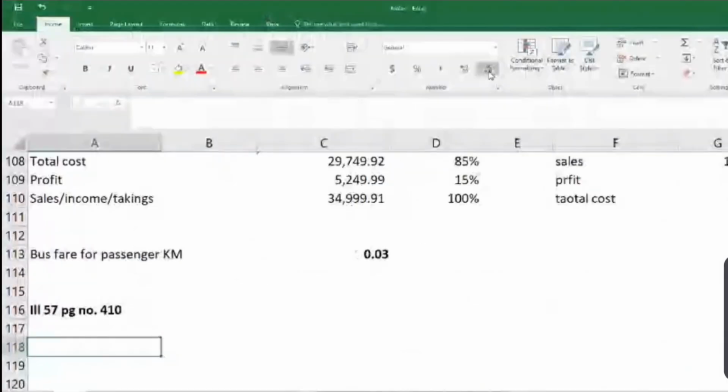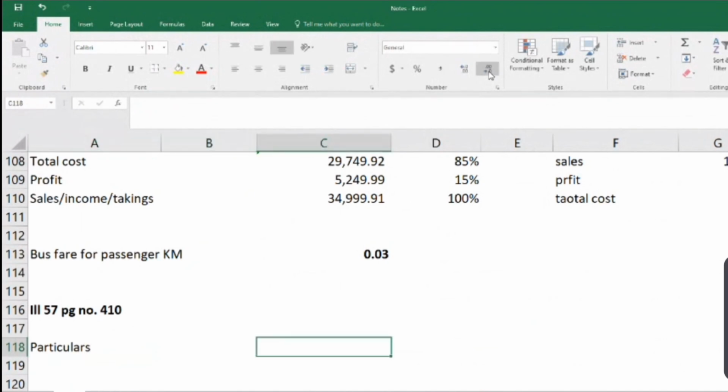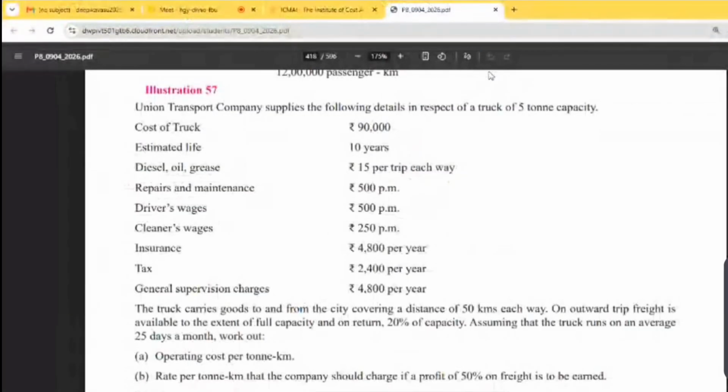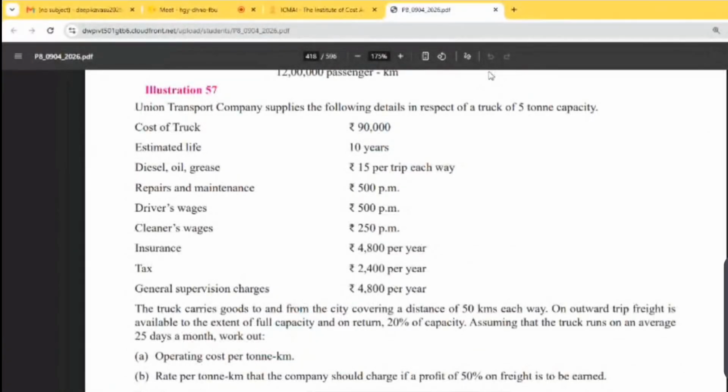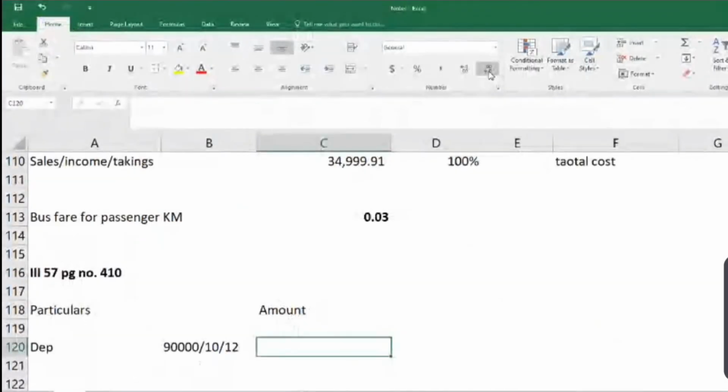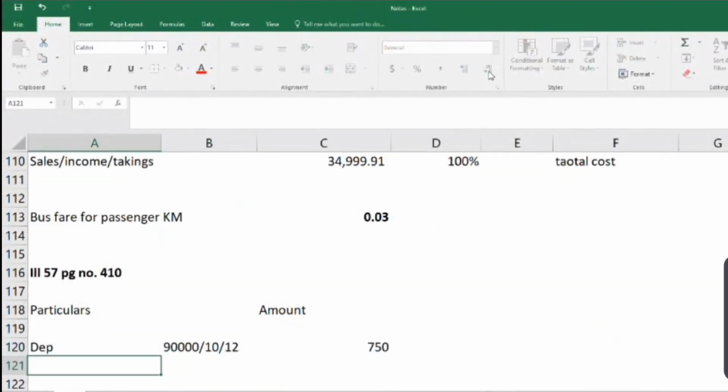So whatever cost we are having, we will put down here. Particulars, amount. Depreciation. What they are given? The cost is 90,000. Estimated life is 10 years, divided by 12 to convert it to months. So 10 years divided by 12. What will be arriving? 750 rupees. Then repairs.